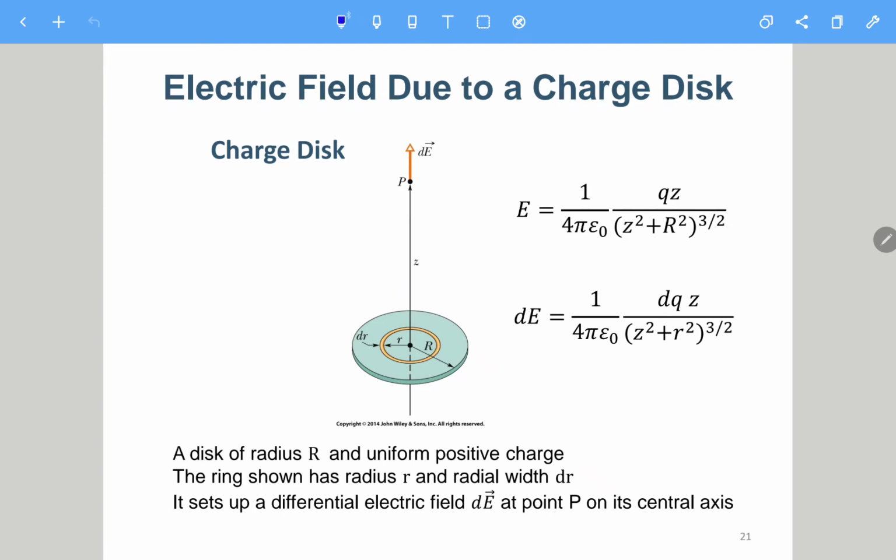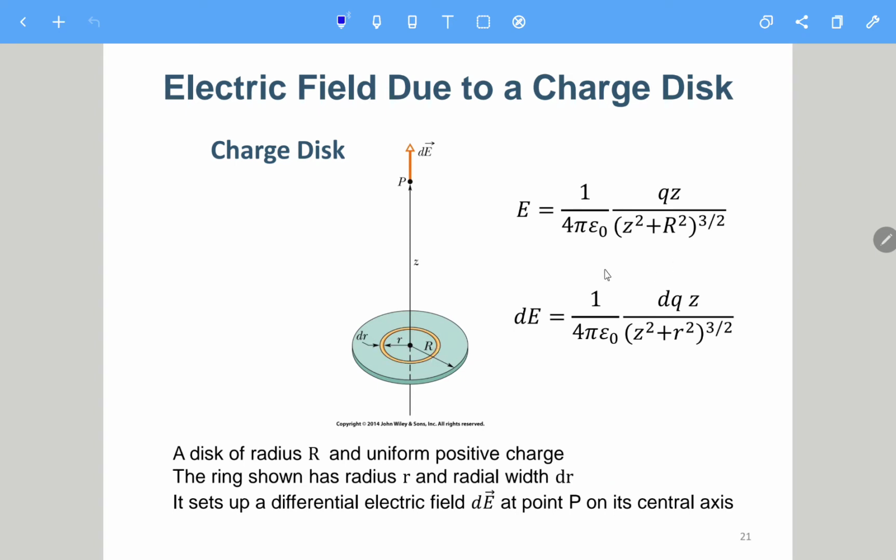So in the last lecture we introduced how to calculate the E field generated by the ring. Here we will find the E field generated by the solid charged disk on this axis. The definition of this axis is the same as for the ring. The only difference is that this is a solid disk, and the charge is also uniformly distributed on this disk.